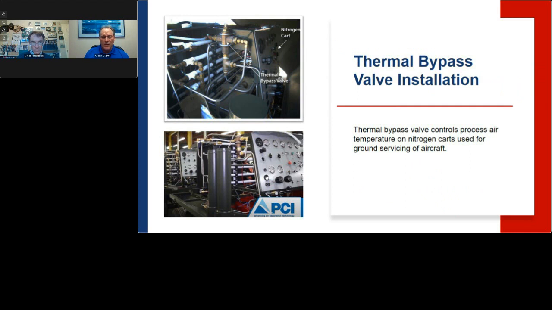Thermal bypass valve installation. A thermal bypass valve controls processed air temperature on nitrogen carts used for ground servicing of aircraft. As I'm sure some of you are aware, a lot of times they'll fill the tires with nitrogen instead of air to prevent overheating and possible flats from the temperature differential that you see from when the plane is on the ground versus at minus 66 F at 36,000 feet. The other really good advantage is for fire suppression, because since there's no oxygen in the nitrogen, obviously it'll extinguish the flames without compromising any other individuals in the area, and there is no residual matter left over afterwards.